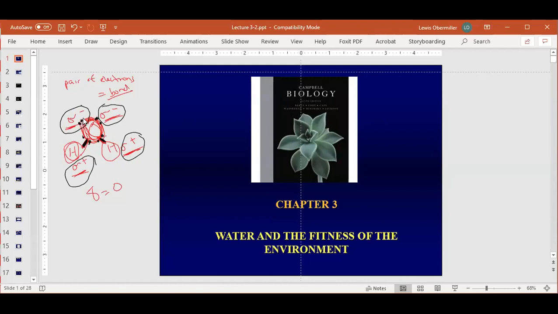1, 2, 3, 4 pairs of electrons in its outer shell. And that's the octet rule. Remember, for anything above hydrogen, it's 8. Hydrogen has to have 2 in its outer shell, which we just talked about. Okay, so that makes water unique. There's no other molecule that's kind of like it that has this really big, unequal sharing of electrons, these polar covalent bonds.